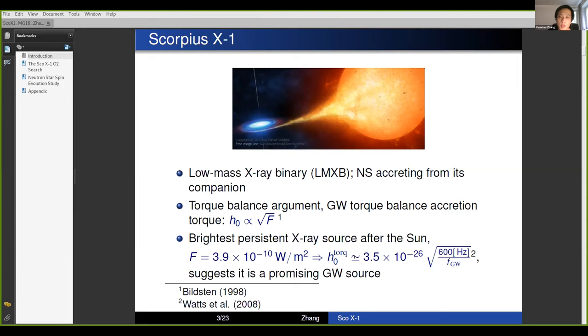So you can estimate the strength of the gravitational wave emission from GW1 at the order of 10 to the negative 26, which is likely to be detectable in the advanced detector era, which is now. So that suggests GW1 is a very promising continuous wave source for ground-based detectors.